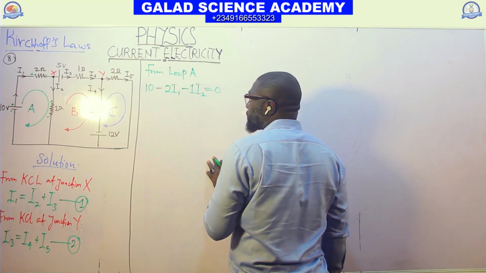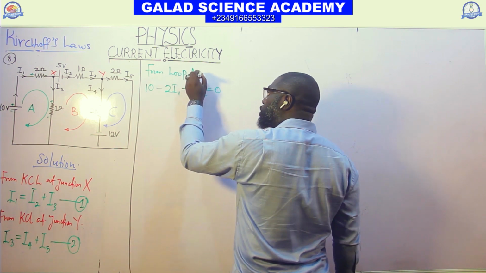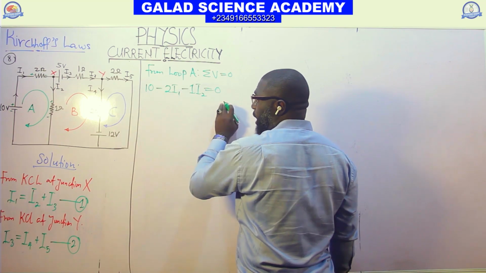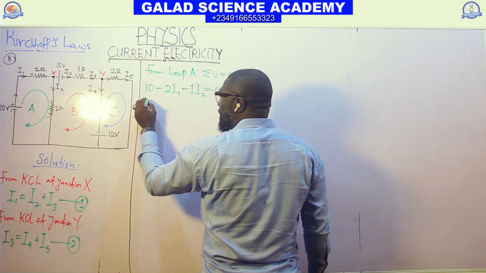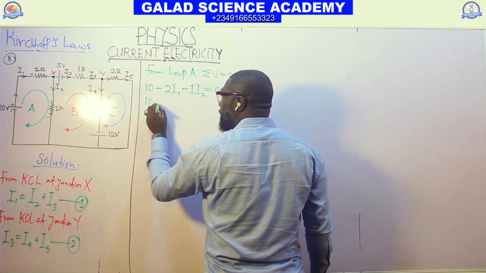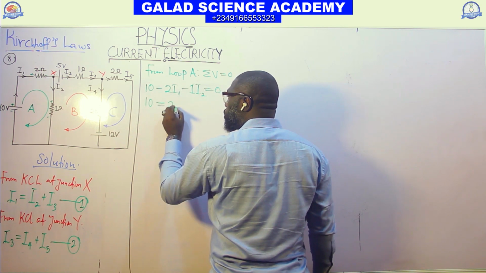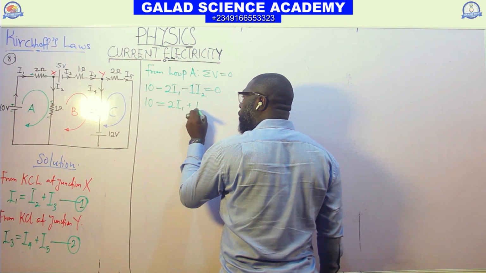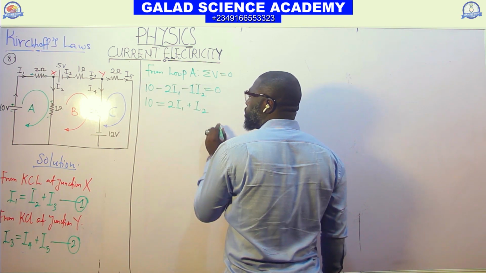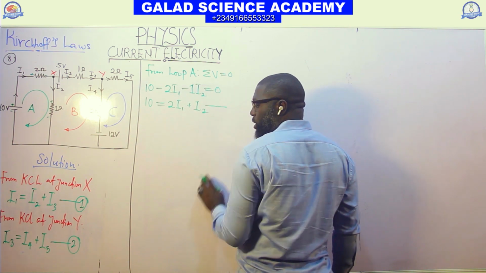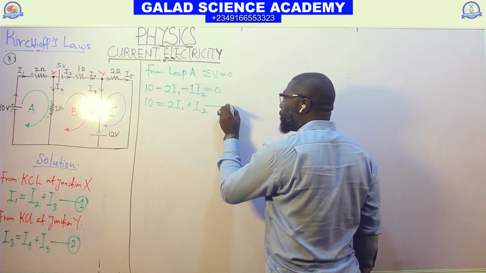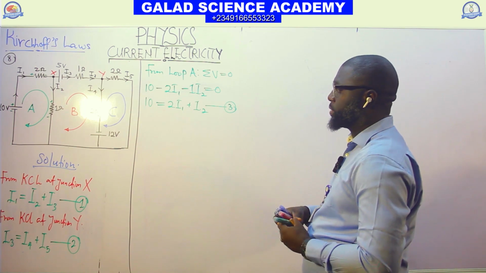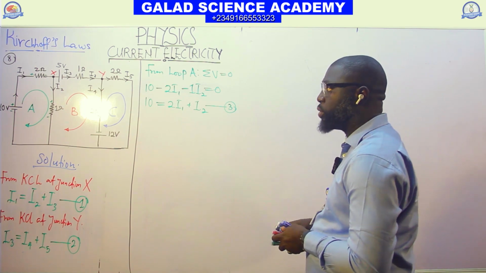What we do now, we know that the sum of voltage at a loop is equal to 0. That's what I did here. So we can now have 10 will be equal to 2I plus 1I2. We can call this one Equation 3. What is the next loop?